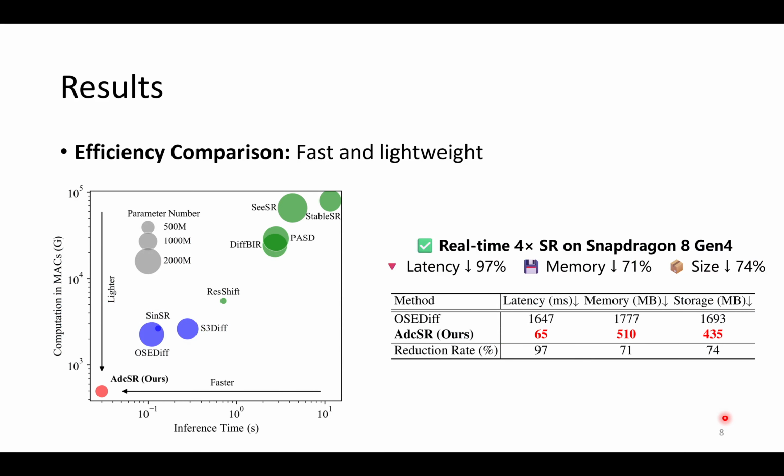Now let's look at efficiency. This bubble plot shows model size and speed. Our model is in the bottom left corner, meaning it is both fast and light. We deployed AdcSR on a Snapdragon 8 Gen 4 mobile chip. Compared to OSEDiff, our latency dropped by 97%, memory usage by 71%, and model size by 74%. We achieve real-time inference for 4 times super resolution on a real smartphone chip.